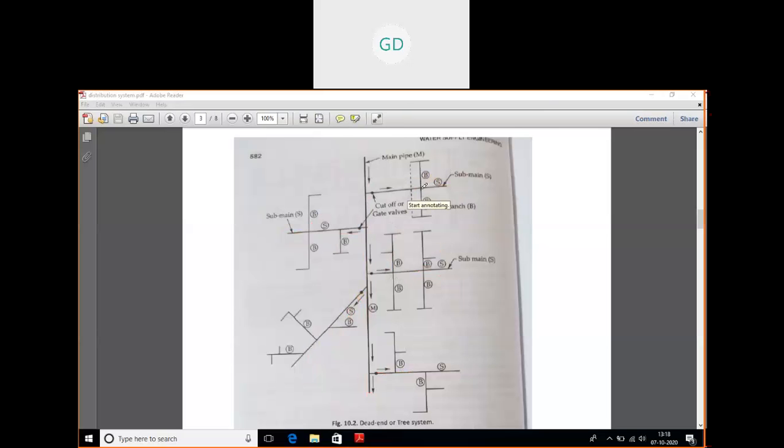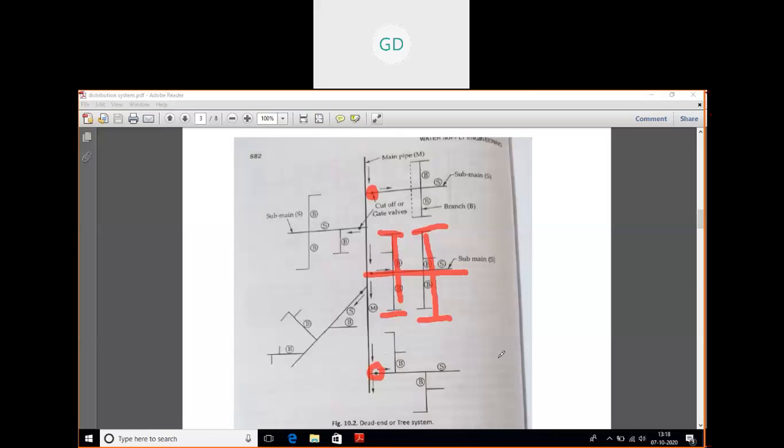So you can see that from the sub-main pipes you can see the laterals, or branches. And the ends of the branches are being closed, like this. Clear? And what are these dots you can see? These are your cutoff valves or gate valves. Those are needed to open or close the pipe. By that you can increase or decrease the discharge, according to your needs.